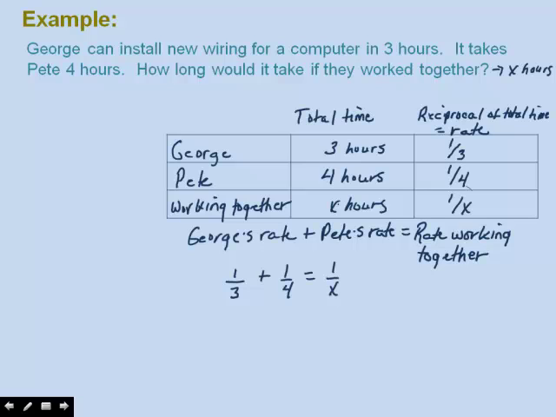So to solve this, we can multiply through by the LCD. First, we find the LCD of 1/3, 1/4, and 1/X, and that's going to be just 3 times 4 times X, or 12X. We're going to multiply each rational expression by that. So we're going to have 12X times 1/3 plus 12X times 1/4 is equal to 12X times 1/X.